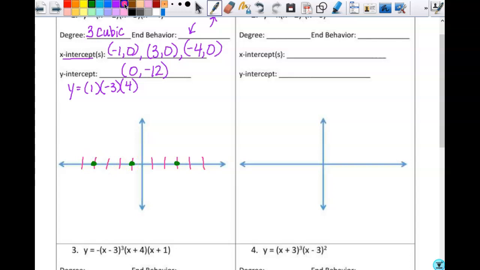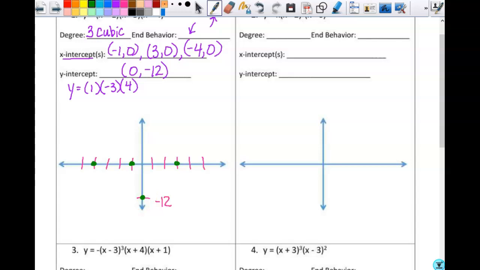Then I have my y-intercept at -12. On my y-intercept, I'm not going to worry about making hash marks at all because I'm always just going to have 1. So you can just put it anywhere. And this is at negative 12, and I have a point there. Okay.